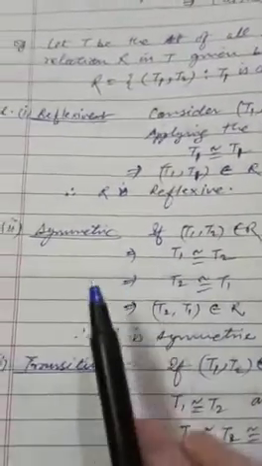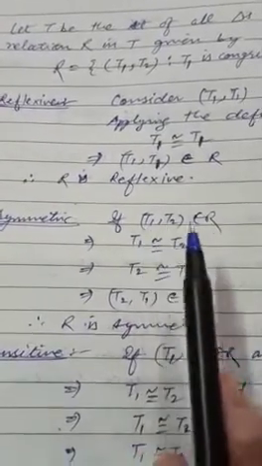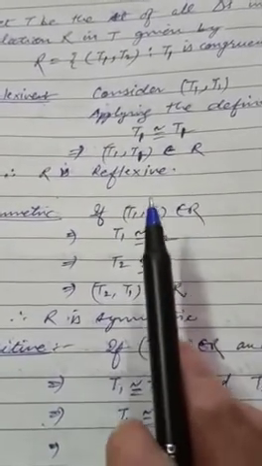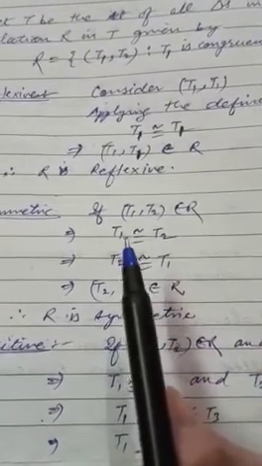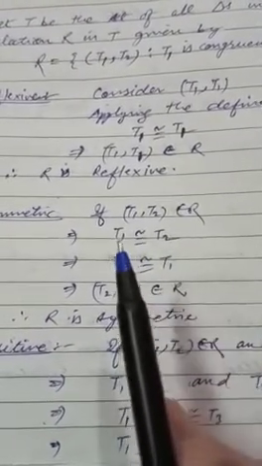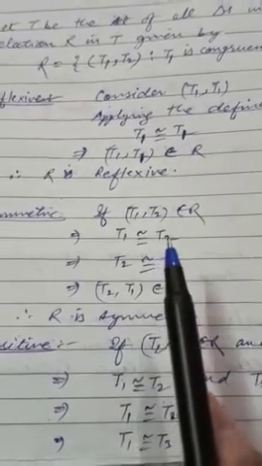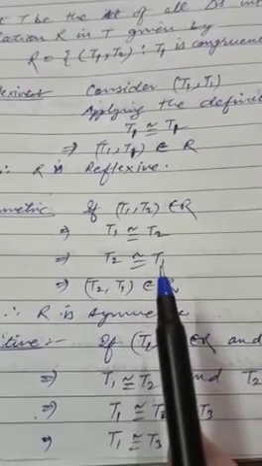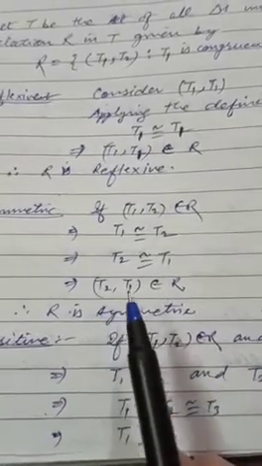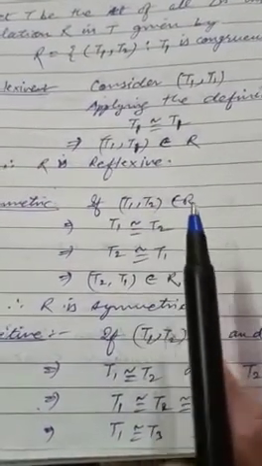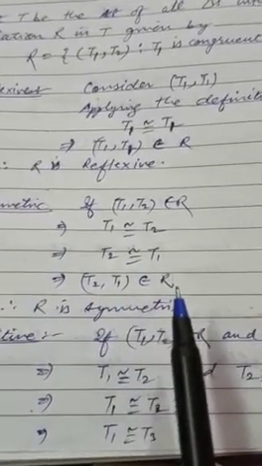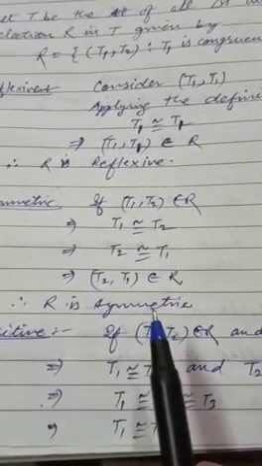Now we will consider for symmetric, if T1, T2 belongs to R, it means this pair is already given in R. So the definition says T1 is congruent to T2. If T1 is congruent to T2, then we can say T2 is also congruent to T1. It means T2, T1 belongs to R. Here T1, T2 is given in R. We have proved T2, T1 in R. It is symmetric. R is symmetric.